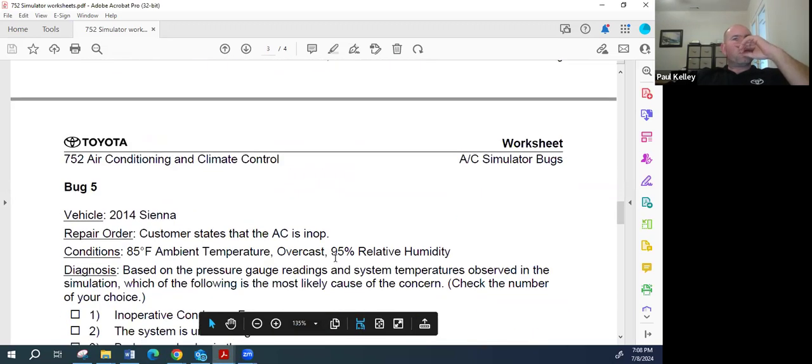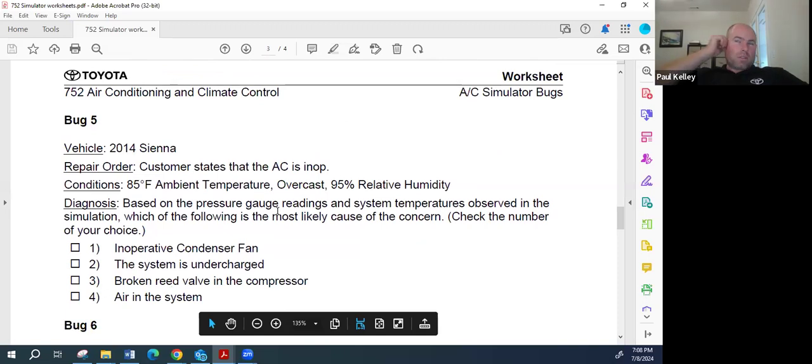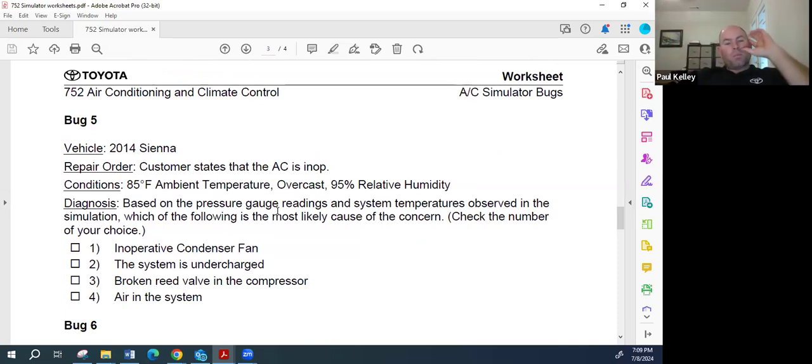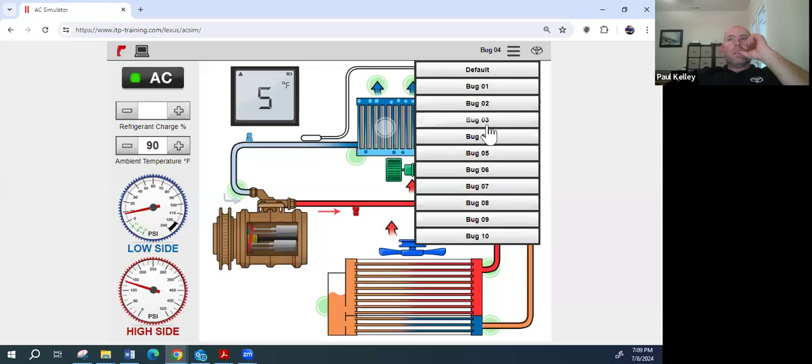How about we go to number 5? 1014 Sienna, customer states AC's inop. Okay. That sounds like a customer complaint. They just say inop. We don't know if it's blowing warm, not blowing at all. We have no idea if the blower motor works. You don't know anything about it. So what do we do as technicians? We get our butts in the car. Go.